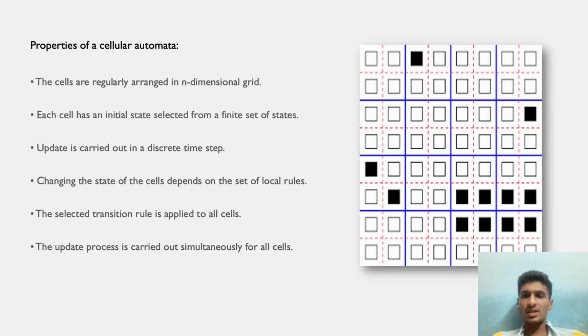In cellular automata, the cells are regularly arranged in n-dimensional grids. Each cell has an initial state selected from a finite set of states. Update is carried out in discrete time steps. Changing the state of the cells depends on a set of local rules. The selected transition rule is applied to all cells. The update process is then carried out simultaneously for all cells.